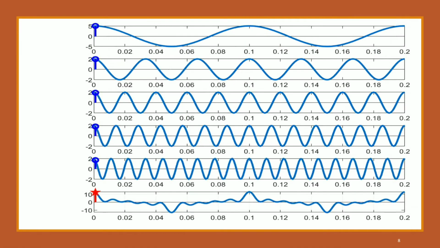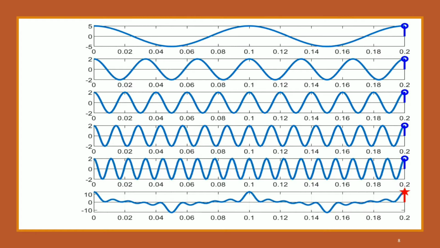In this animation, we have kept the amplitude of x1 as 5, while the odd harmonics are selected for all the remaining signals with amplitudes of 2 and the frequencies set are 10, 30, 50, 70 and 90 Hz. In this case, the composite signal has both positive and negative peaks at t equals 0, 0.05, 0.1, 0.15 and 0.2 seconds.